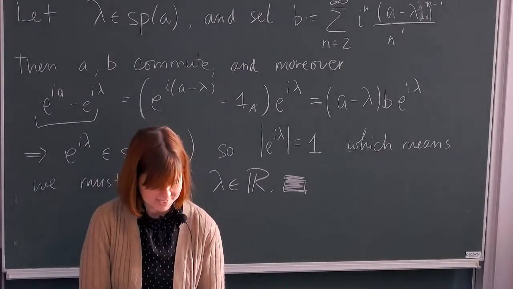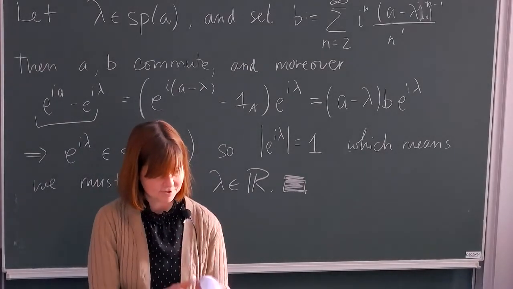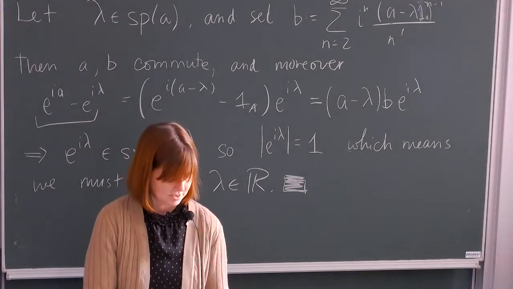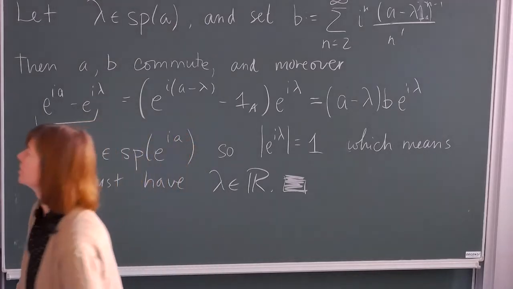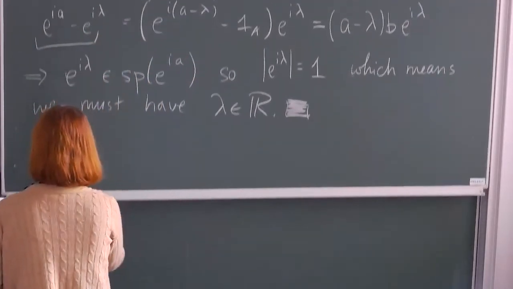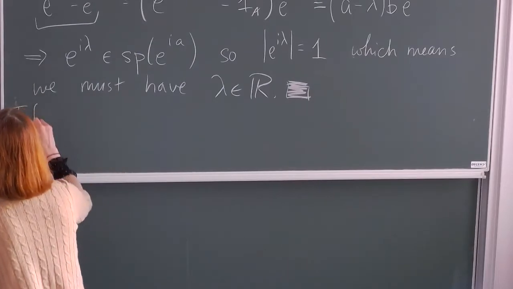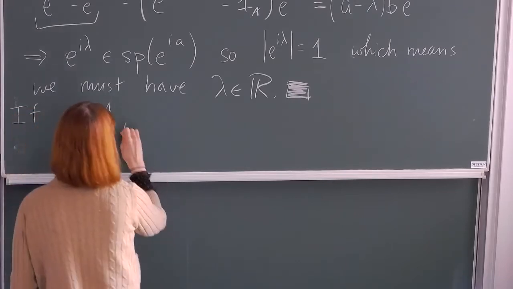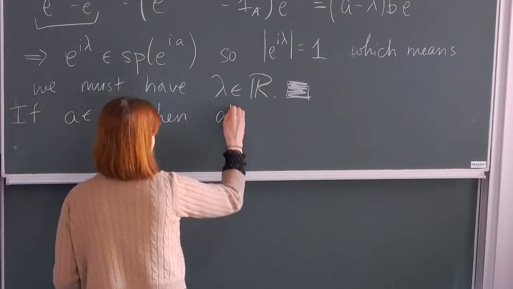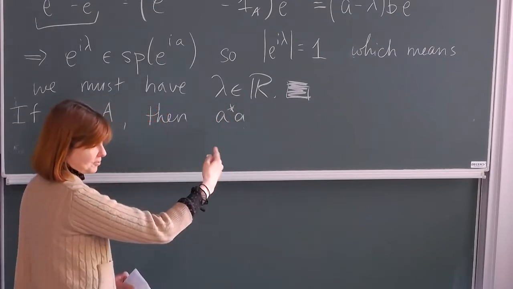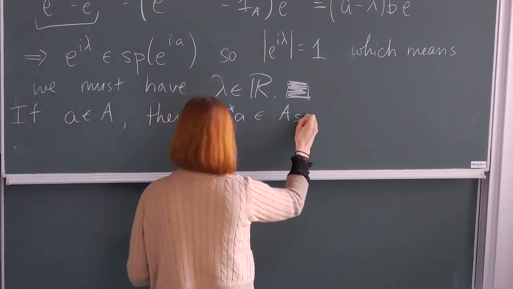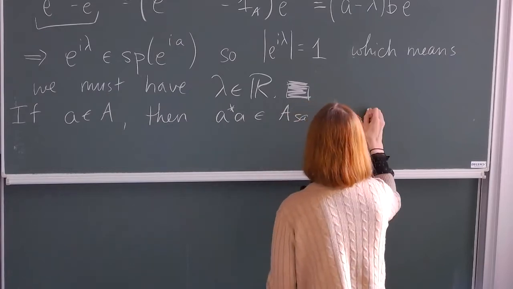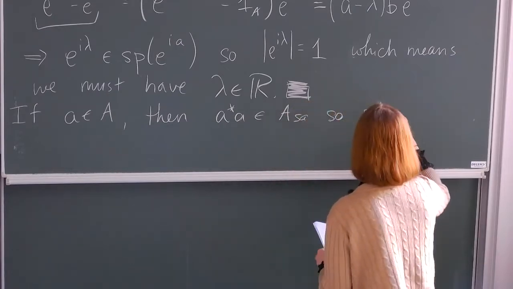Okay, so that's another nice thing we can say for a C-star algebra. And just another quick observation. If we have an element a in A, then of course a star a is going to be self-adjoint, so that's easy enough to check. So the spectrum of a star a is always in R.